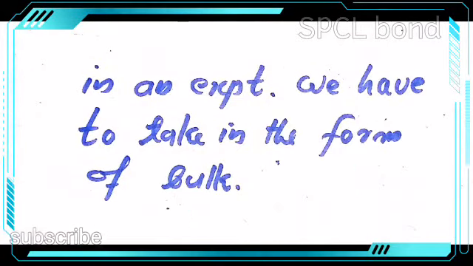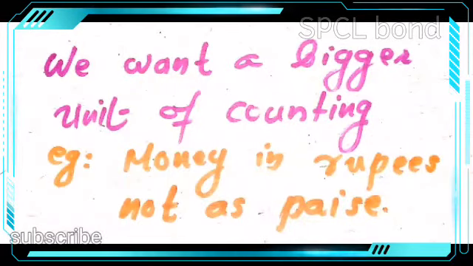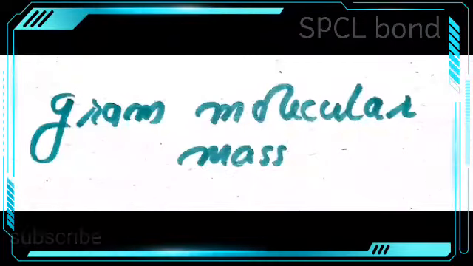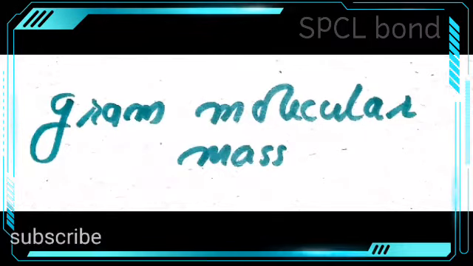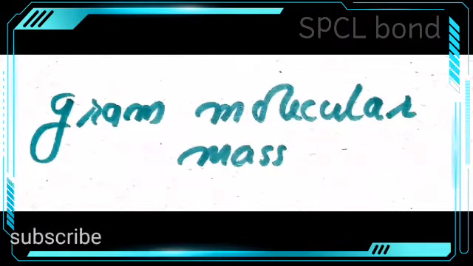For example, consider the counting of money in rupees instead of paise. It is necessary to consider the amount of substance as a number which consists of a large number of particles. For that, we want the concept of mole. Mole may be for counting molecules, atoms or ions. For that, we want some explanations. This mole concept is related to the mass of a substance. A mole of a substance is equal to its gram molecular mass.